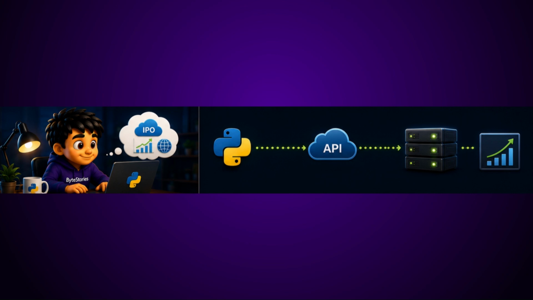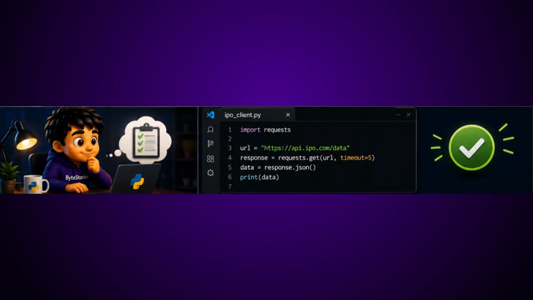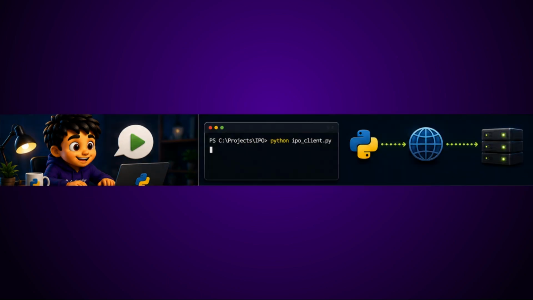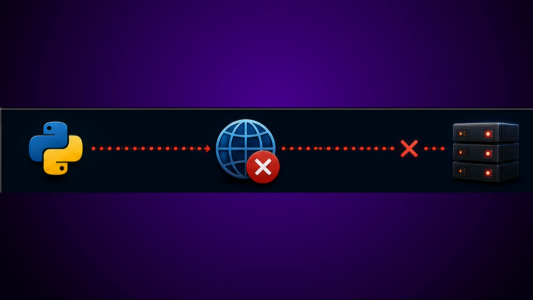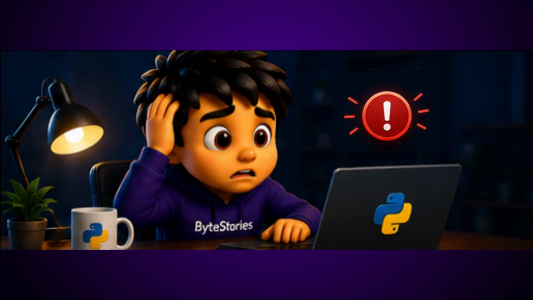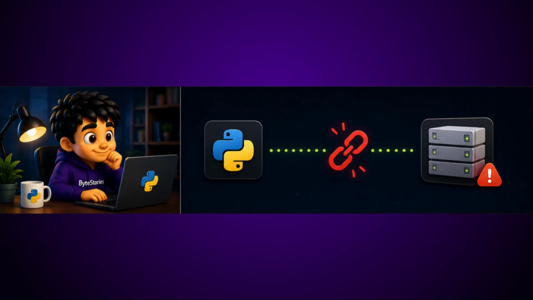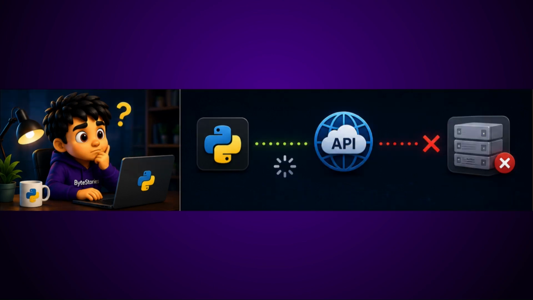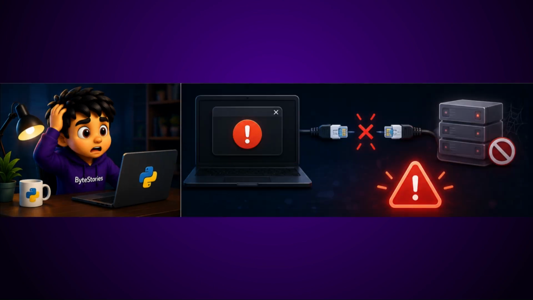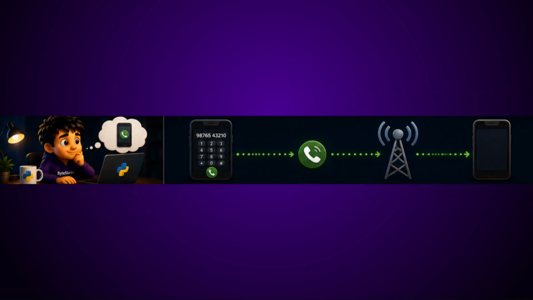Alex is building a Python program that connects to an online API. Whatever the code he wrote, everything looks correct, so he runs the program. But instead of getting data, Python shows an error. This error is called connection error, and it happens when Python cannot establish a connection with a server.